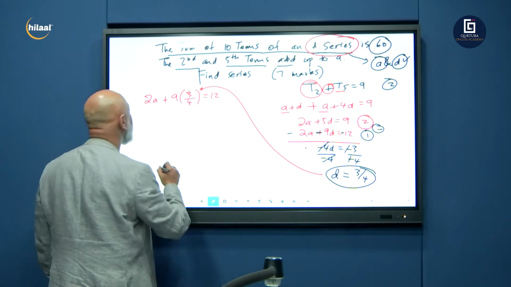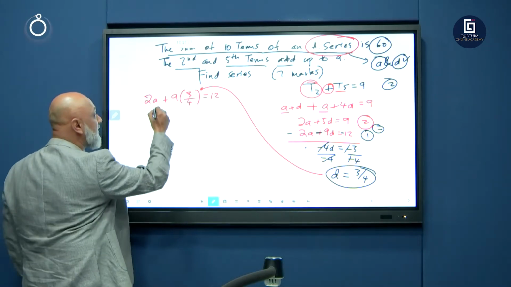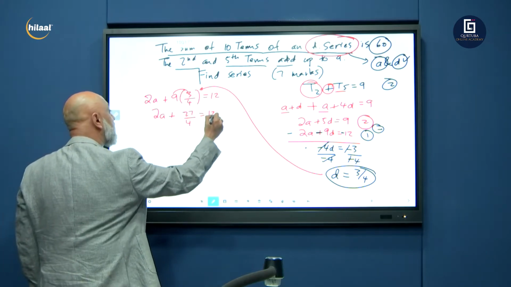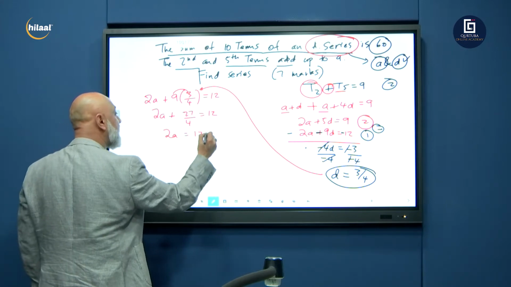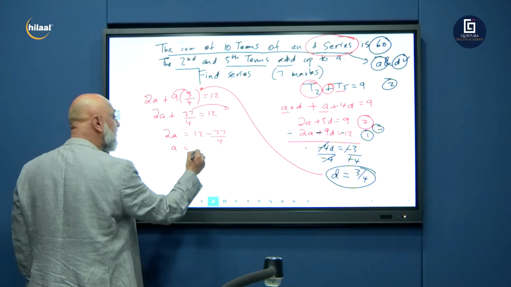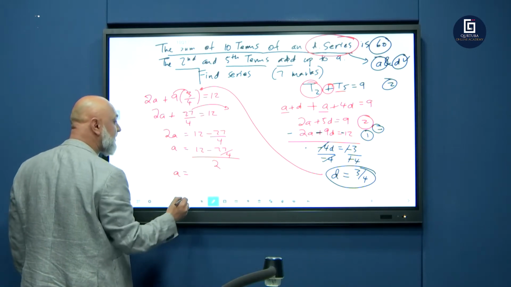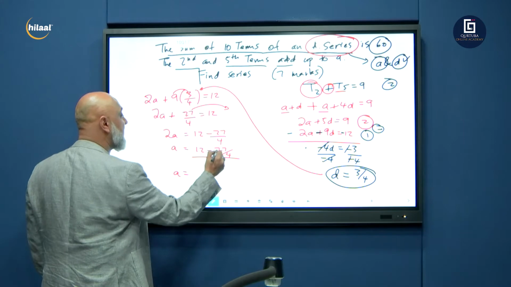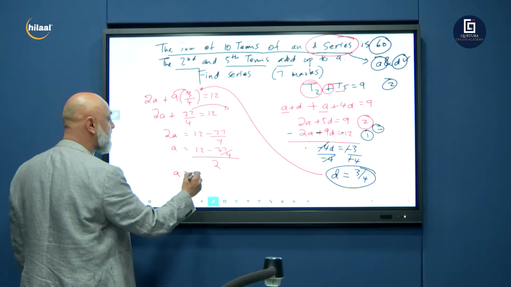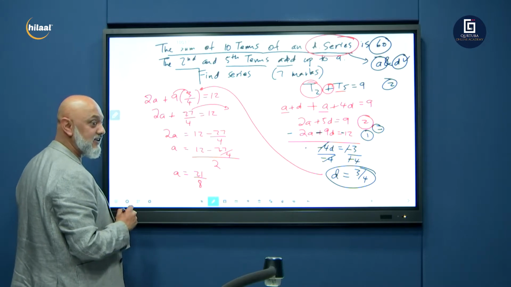And let's continue. Right, now let's solve for a. I got d, I need to solve for a. So what am I left with? 2a plus 3 times 9 is 27 over 4 is equal to 12. 2a equals 12 minus 27 over 4. I'm going to take this to the other side. So a equals 12 minus 27 over 4, divided by 2. So that's 4 times 12 is 48, minus 27, divided by 2. It's 21 over 8. Check your calculators.